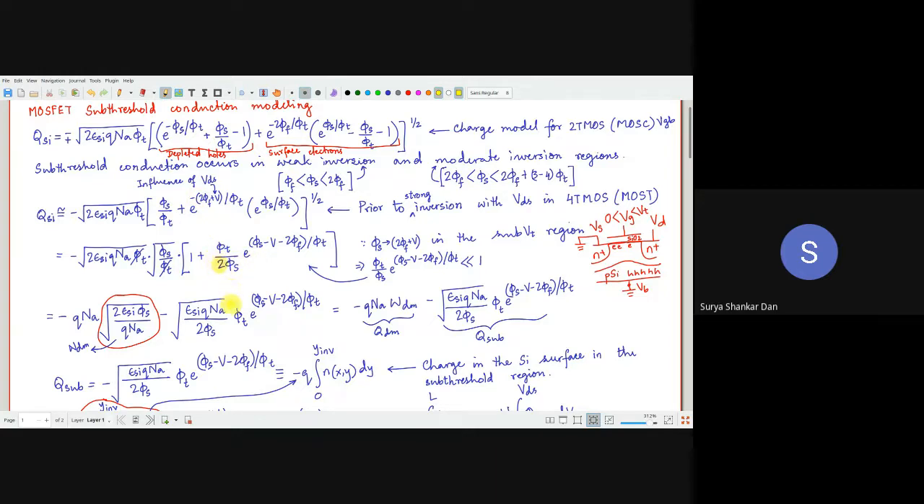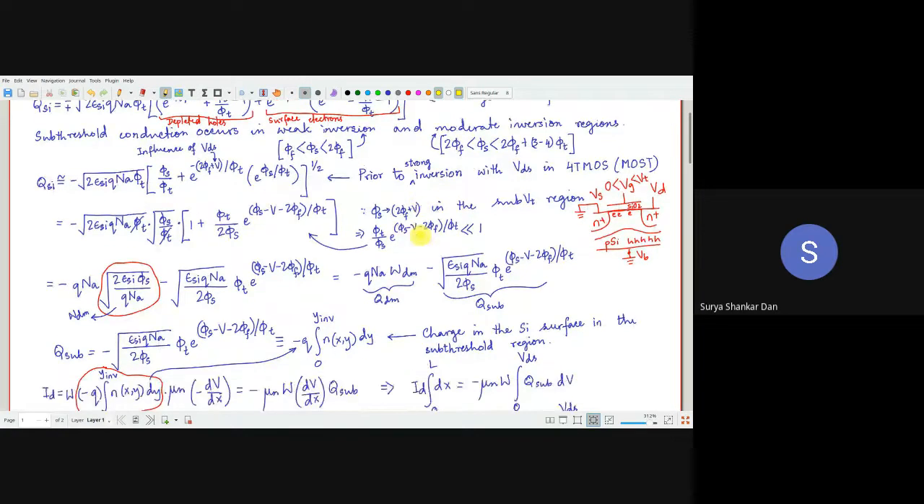Why is this 2 coming? Because we are essentially using the Taylor's expansion. This to the power half is coming in the front. Why can we use that? Because remember, e to the power of phi s minus v minus 2 phi f. So this exponential term is actually a small quantity, much less than 1. That is the reason why we can do the Taylor's expansion and ignore the rest of the terms in the Taylor expansion. Very good.